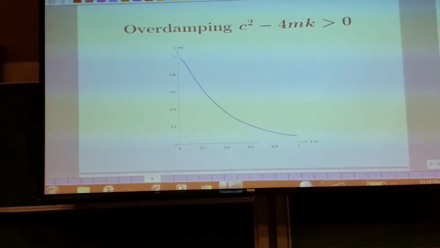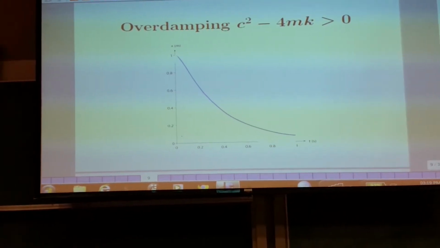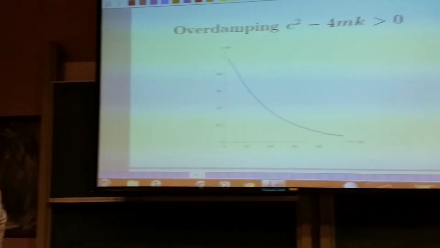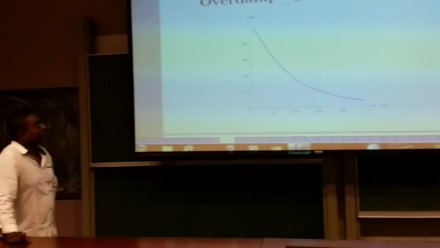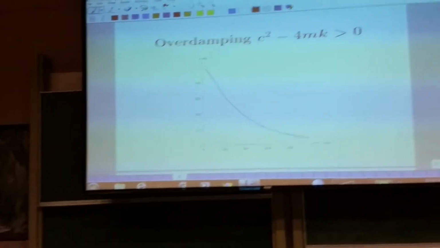We refer to overdamping when c squared minus 4mk is greater than 0. You notice very quickly there are no sinusoidal oscillations, and hence the mass piece returns very quickly to equilibrium because of the decaying exponential function.